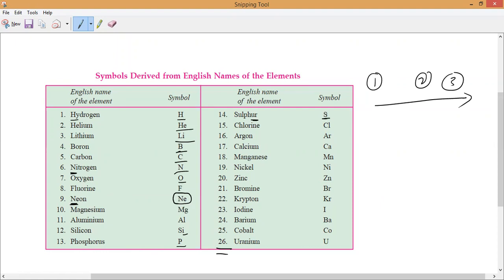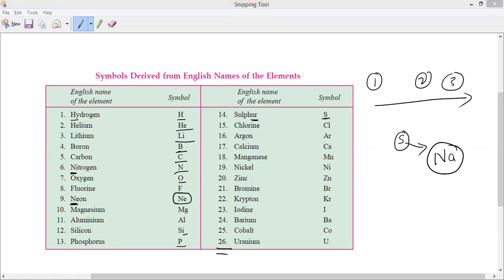Like sulfur, S. Correct or not? Now next, sodium also would come as S. So for sodium they take something else. I will show you in the next slide. Sodium symbol is Na. Because sulfur and sodium both start with S in the English alphabet, we have taken sodium from the Latin word natrium. Natrium. Understand?